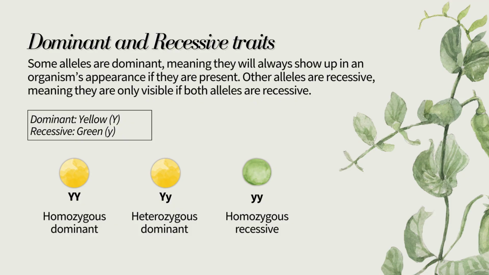Dominant and recessive traits. Some alleles are dominant, meaning they will always show up in an organism's appearance if they are present. Other alleles are recessive, meaning they are only visible if both alleles are recessive. So here is yellow and green.